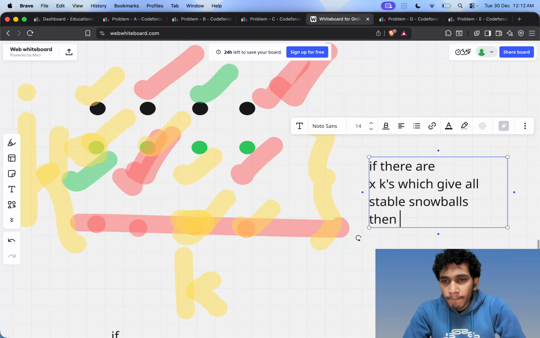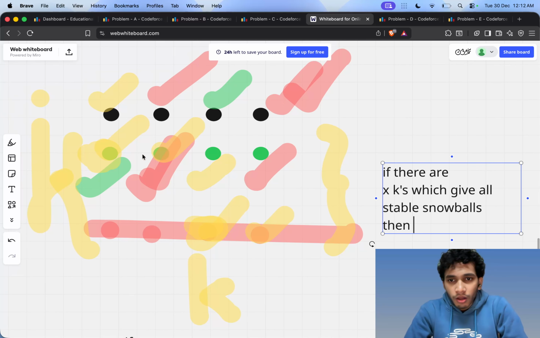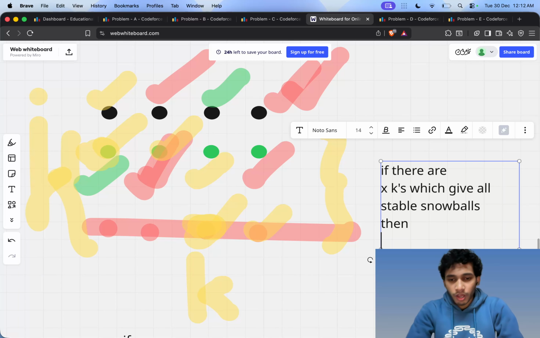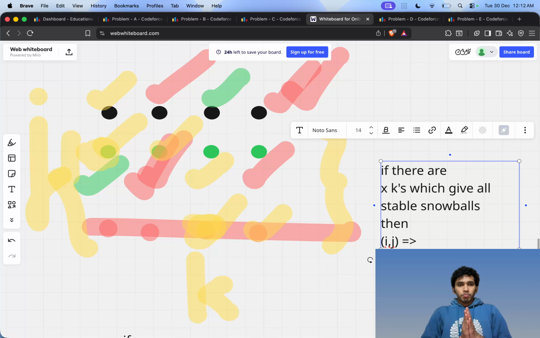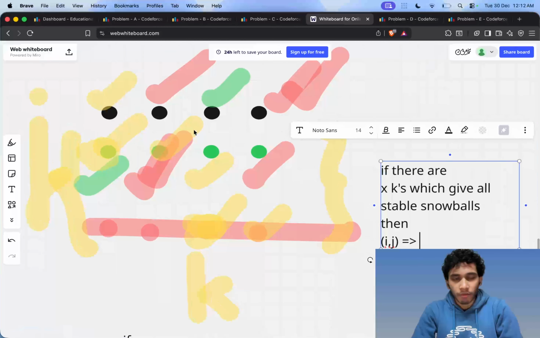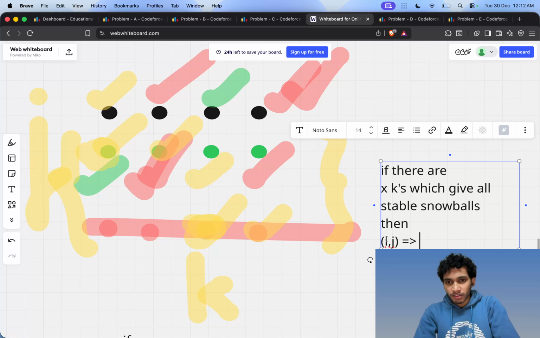Then for a combination i comma j, how many possible tuples are there? That is, how many possible ijk are there? Because i comma j gives stable, then j gives stable with k. Then there are total X possible scenarios where we get a stable combination of snowballs.